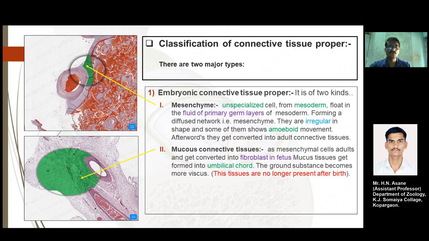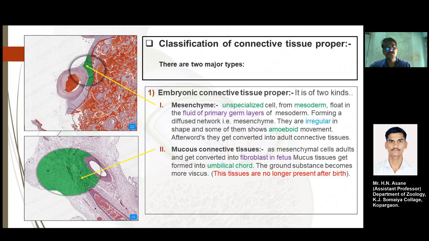And there are two major types of connective tissue proper. The first one is embryonic connective tissue proper. Embryonic means when the developmental stages occur for the fetus, from the embryo to the adult fetus, up to the time of the birth itself. The embryonic connective tissue proper is of two kinds.